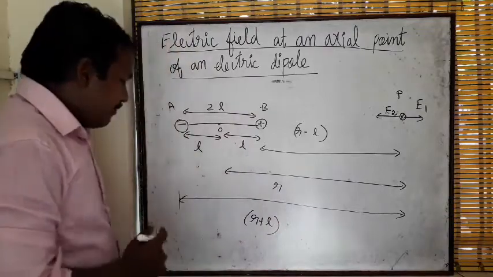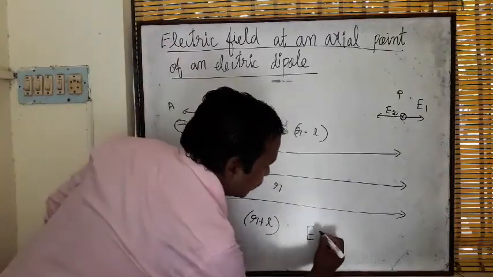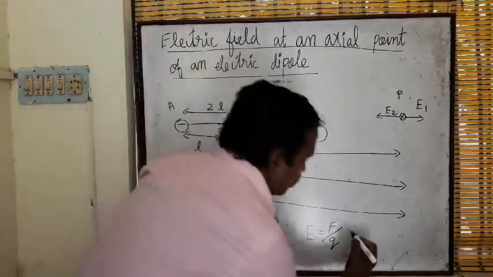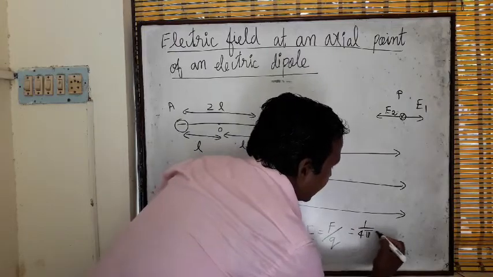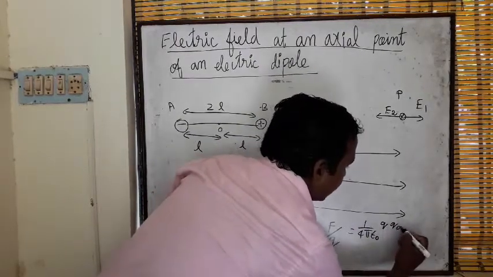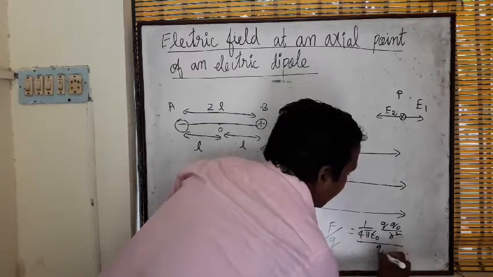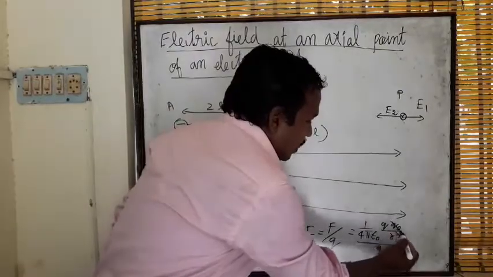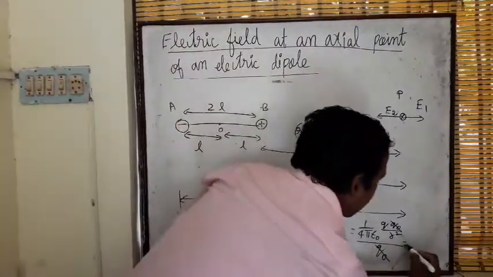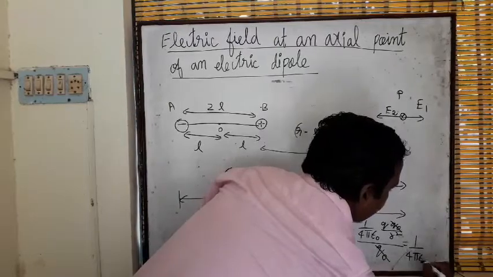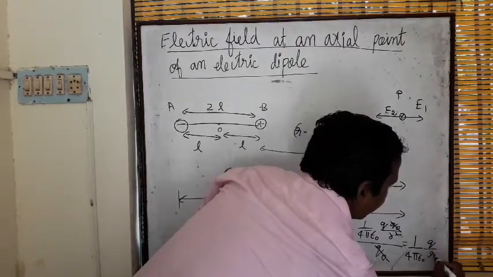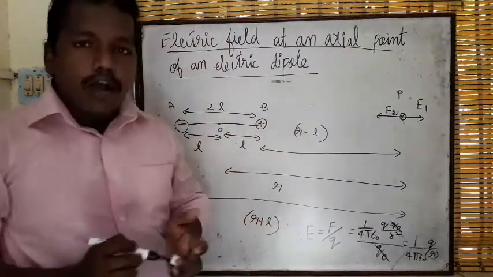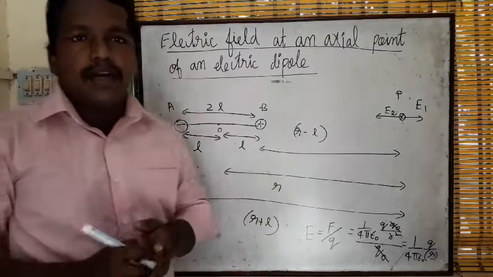Okay, so then we know electric field is equal to force per unit charge. Force is the Coulomb's force, so 1 divided by 4 pi epsilon naught, Q naught by R square, divided by Q naught. Here Q naught represents the test charge, so Q naught gets cancelled. So we will get 1 divided by 4 pi epsilon naught, Q divided by R square, where R represents the distance. From here the distance will be R minus L. From here the distance will be R plus L.